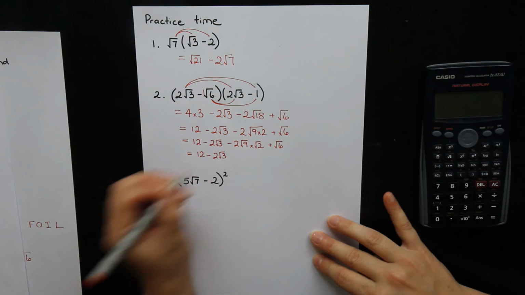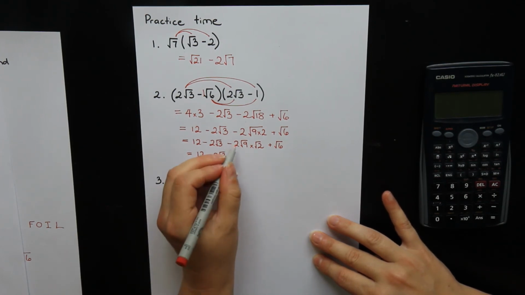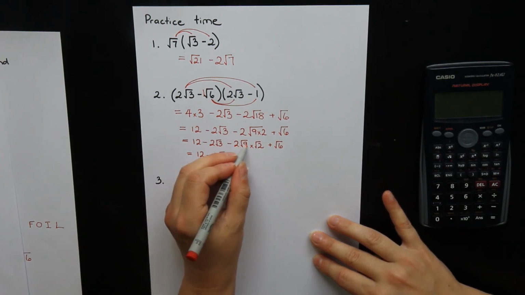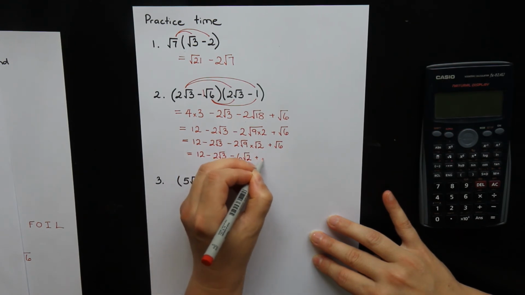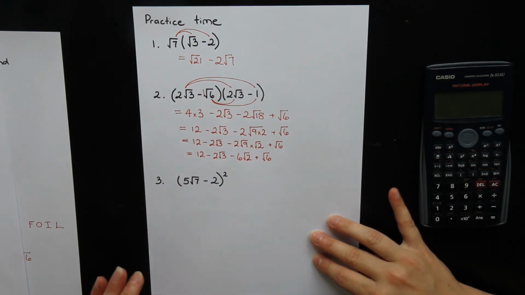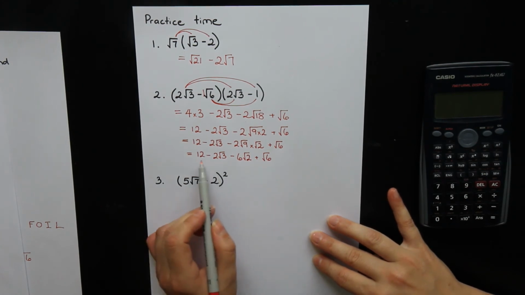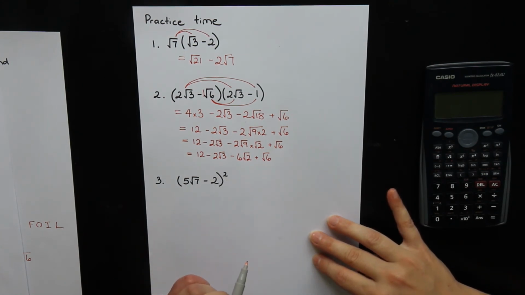If you're getting pretty confident, you can probably skip a few of these steps. 2 times square root of 9 is 3, so 2 times 3 is 6. Alright, and having a look there, there's actually no like surds, so I can't add any more things together there, so that is finished.